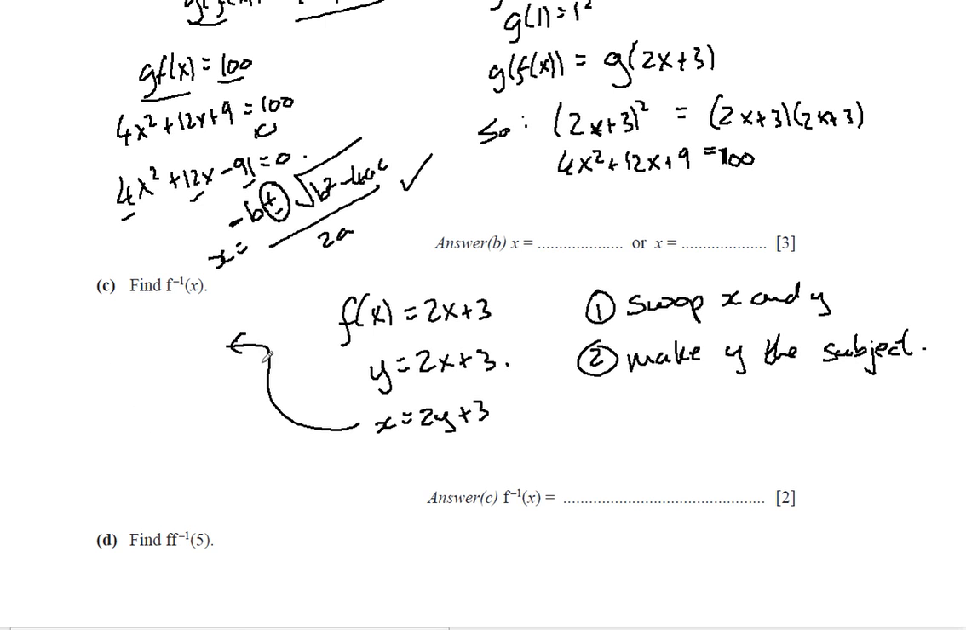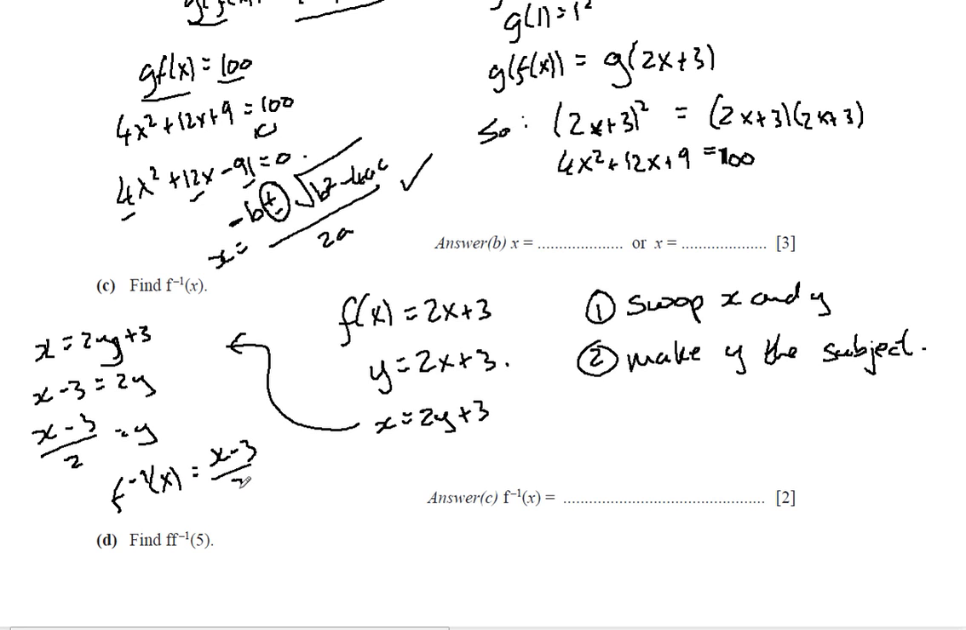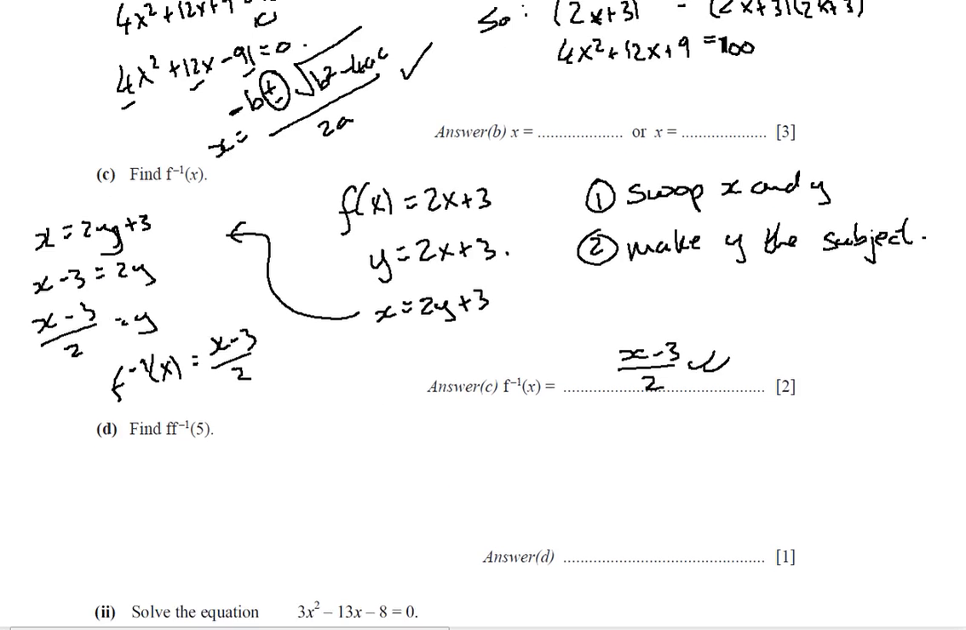So just continue here. x is equal to 2y plus 3. Take the 3 across. x minus 3 is equal to 2y. x minus 3 over 2 is equal to y. So the inverse of f is going to be x minus 3 over 2. Cool.